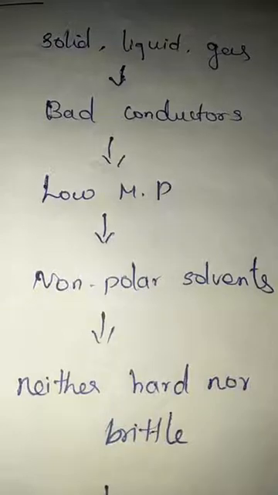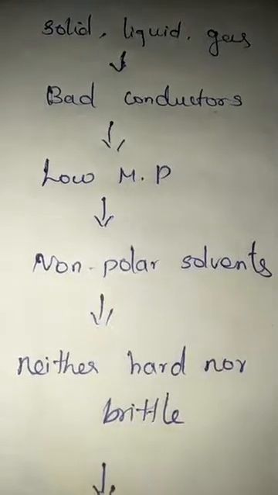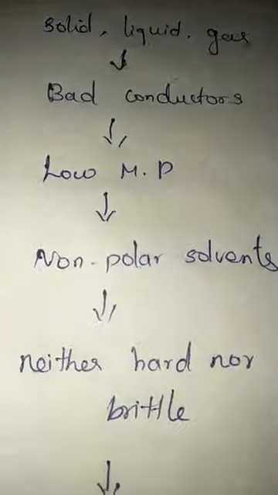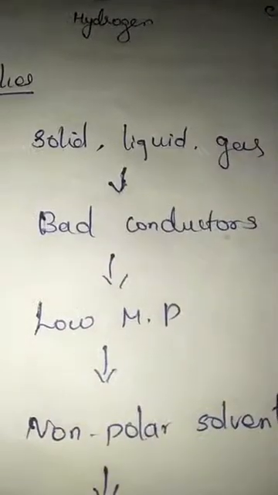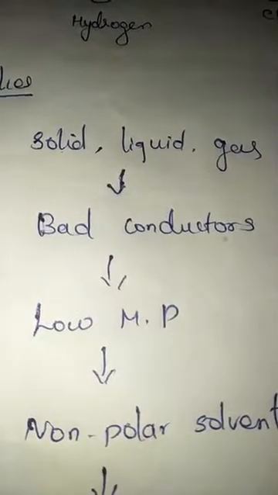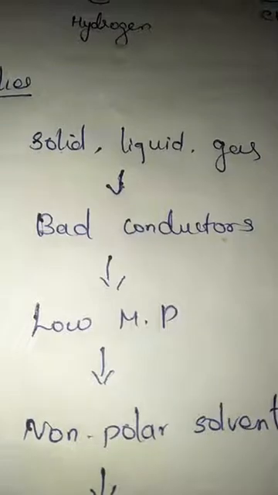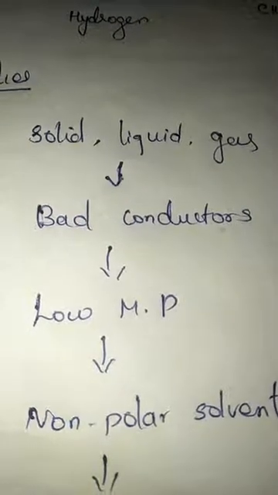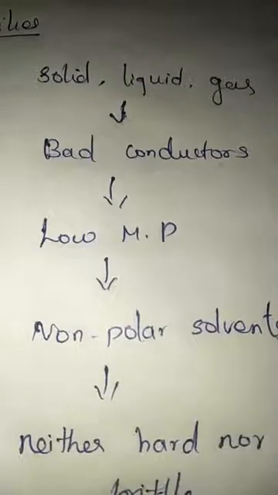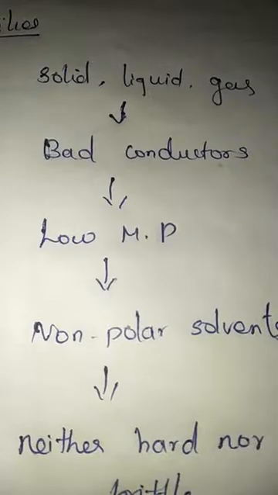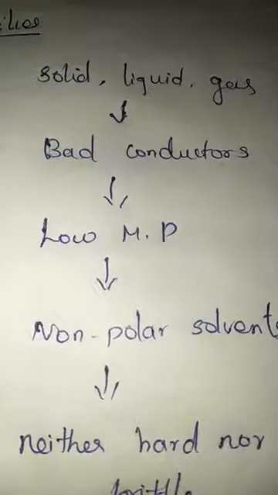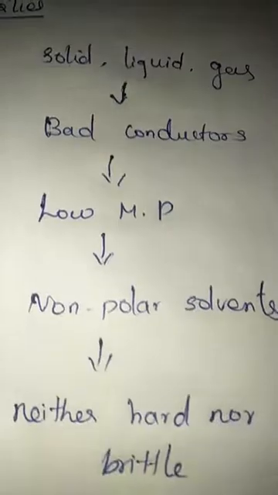This is about the properties. First, the physical state. It can exist in all three physical forms: solid, liquid and gas. Solid example, diamond; liquid, water; gas, oxygen gas. Since they do not have any ions, they are poor conductors of electricity. Compared to ionic compounds, they have a low melting point, but diamond has a high melting point.